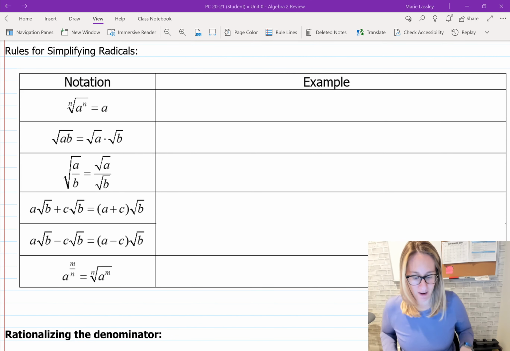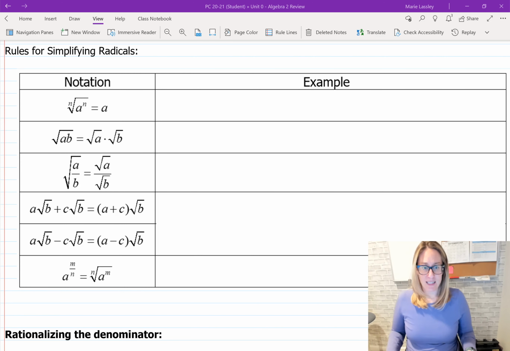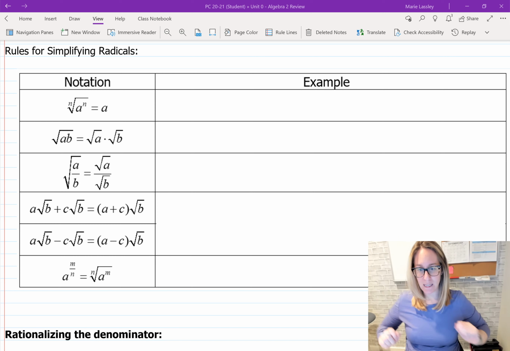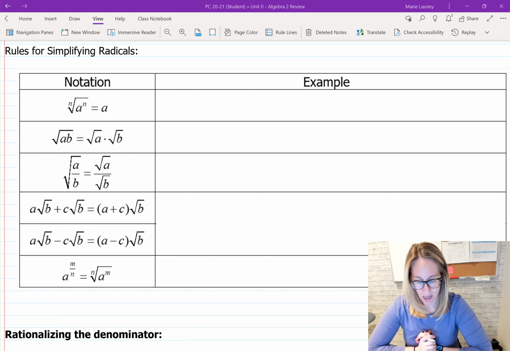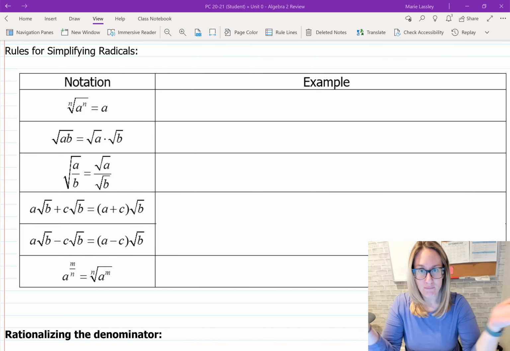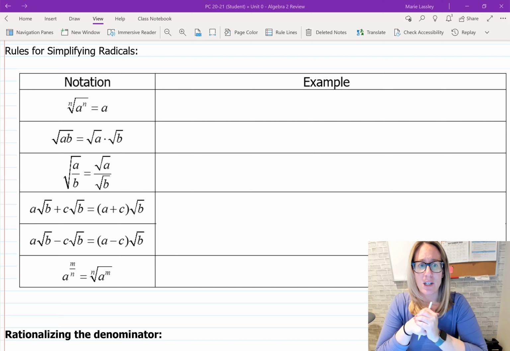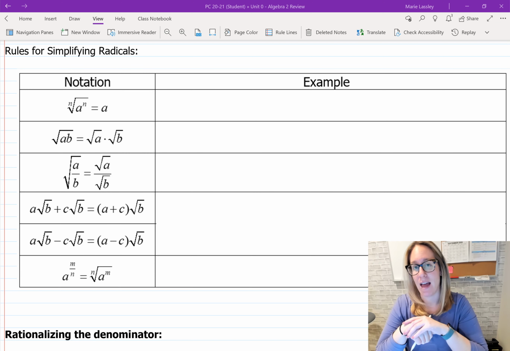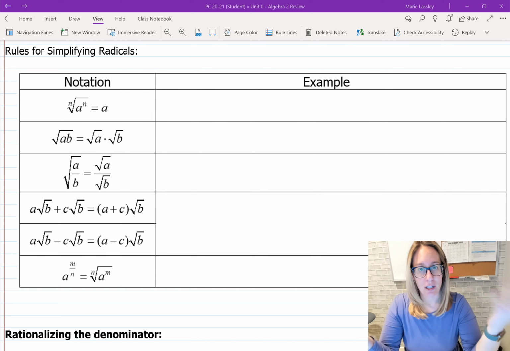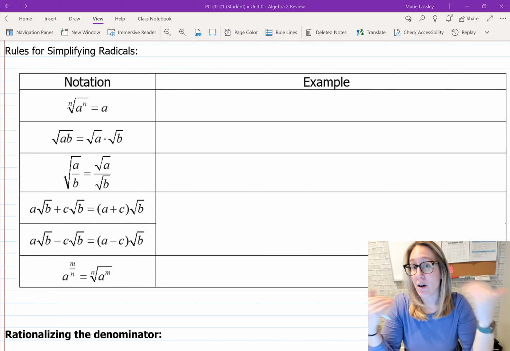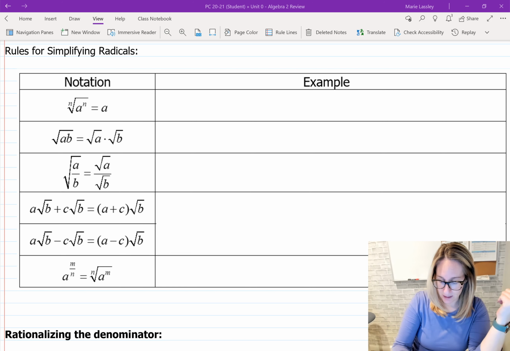Okay, so first we have to talk about, like I said, the rules for radicals. There aren't that many, but we'll start with just going over these first. So here we go. Roll up my sleeves and get ready. This first one is basically the rule of inverses. If you are taking the nth root of something to the power of n, it simplifies to just the number itself. We see this all the time when we have the square root of x squared. So let's just do that one.